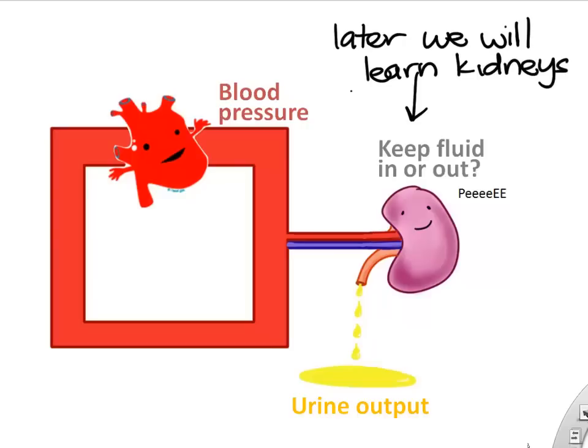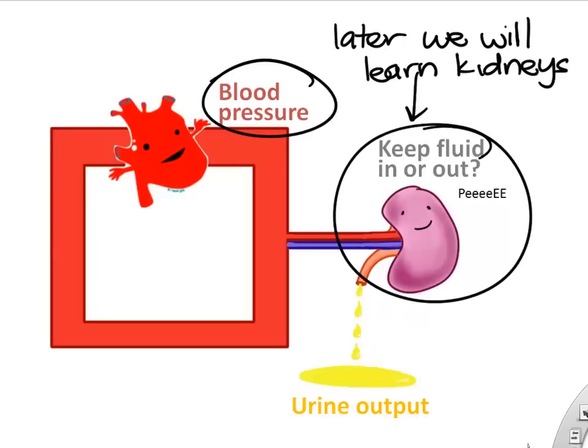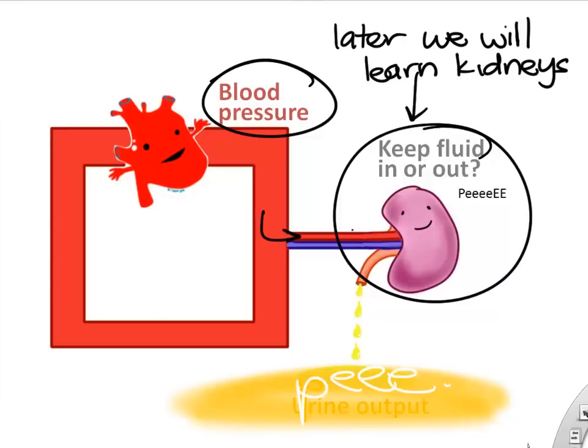Later in the course, we'll learn how the kidneys help regulate our blood pressure by affecting our urine output and our salt output. And we'll learn that later.